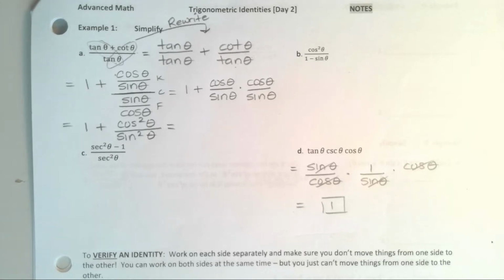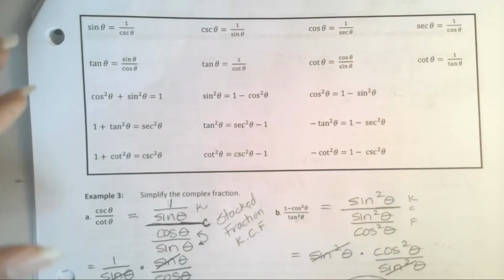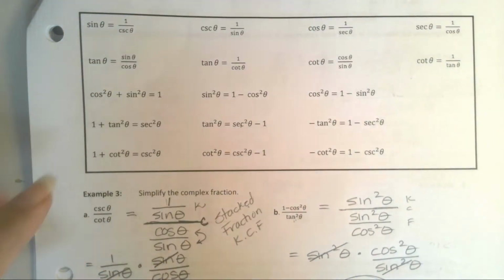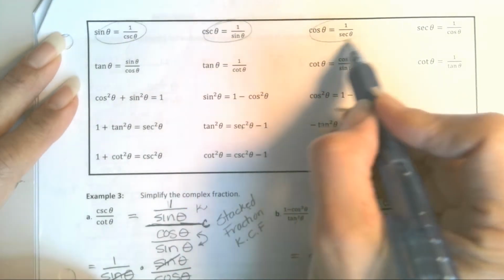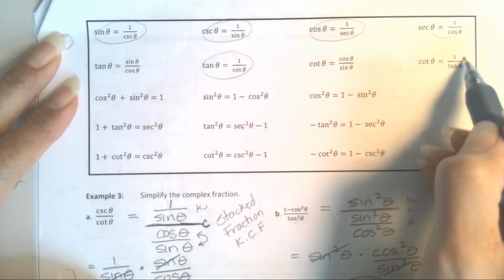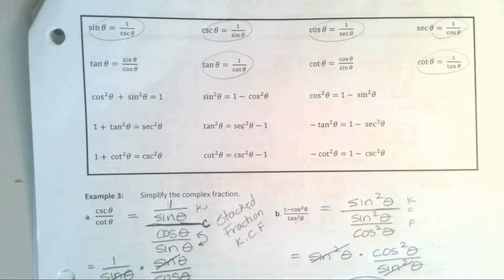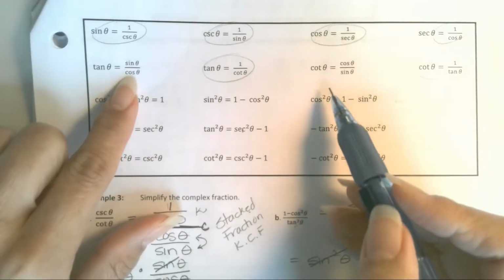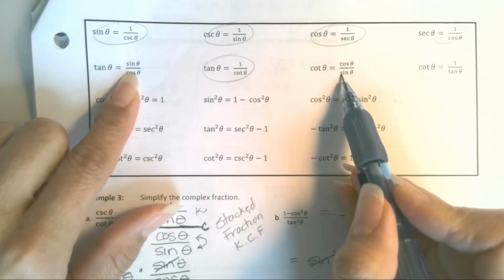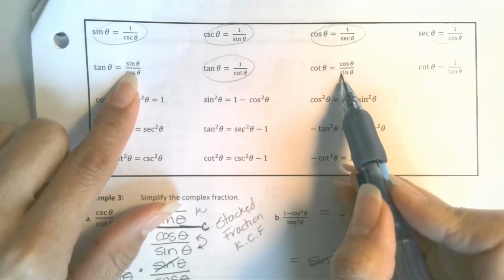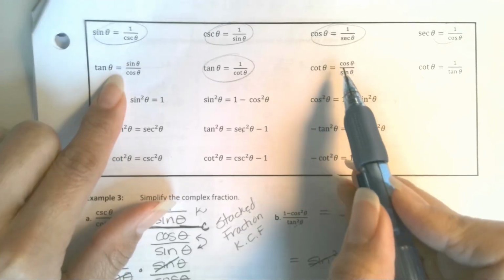Anytime, listen, you guys, I think you guys think that these formulas are all crazy. I want you to notice that here's your formula chart. These right here are all 1 over something. You only have two that are fractions with two trig functions. It's either sine over cosine or cosine over sine. It's cotangent squared. So it's a 50-50.